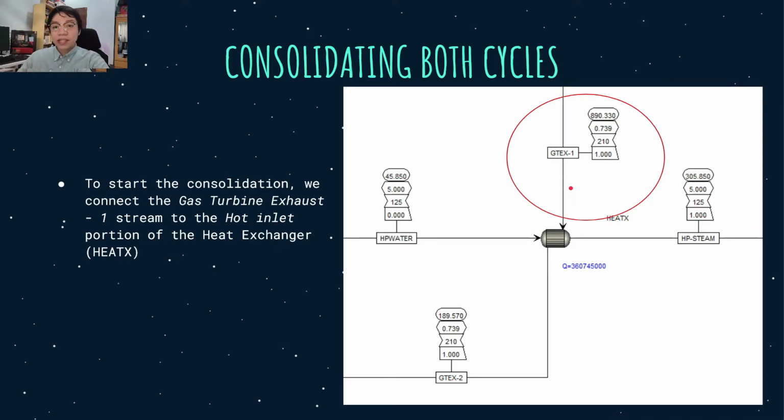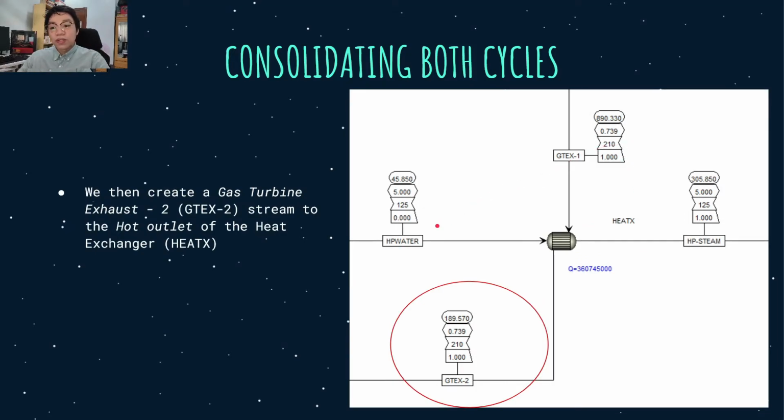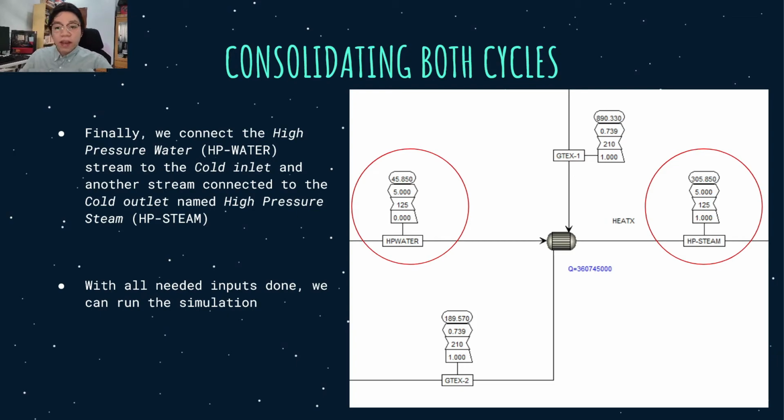So for our case, to set up the consolidation, we're going to put the gas turbine exhaust 1 as the inlet for the heat exchanger. Afterwards, we're going to create another material stream, which is the exit or the discharge of the heat exchanger for the hot side. Finally, we're going to connect the high pressure water stream to the cold inlet of the heat exchanger, and we're going to create another stream named high pressure steam, as this is the outlet for the heat exchanger. With all our inputs done, we can now run the simulation.